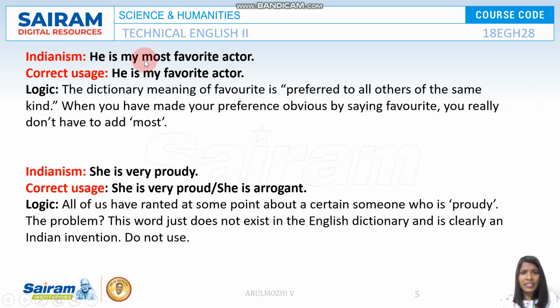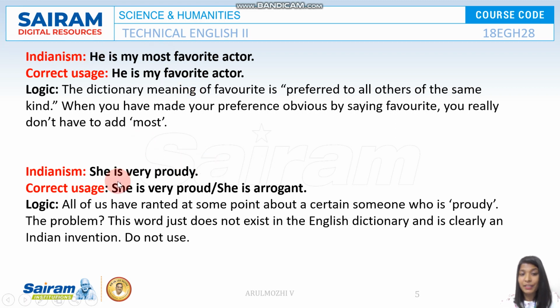And then he is the most favorite actor. Here, favorite means preferred to all others, compared to all others, I prefer him. That is the meaning. But when you use most here, it again becomes repetitive, so it is unnecessary. The right way of saying it is, he is my favorite actor.